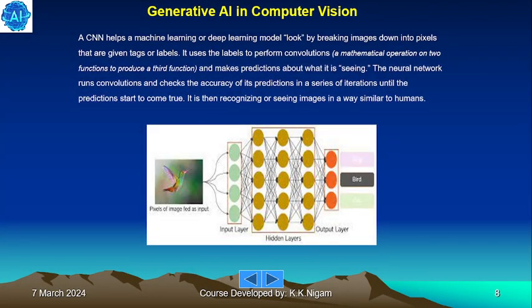A CNN helps a machine learning or deep learning model look by breaking images down into pixels that are given tags or labels. It uses the labels to perform convolutions, a mathematical operation on two functions to produce a third function, and make predictions about what it is seeing. The neural network thus runs convolutions and checks the accuracy of its predictions in a series of iterations until the predictions start to come true. It is then recognizing or seeing images in a way similar to humans.